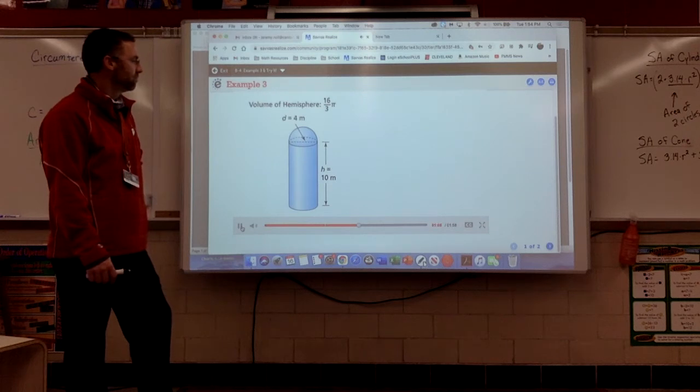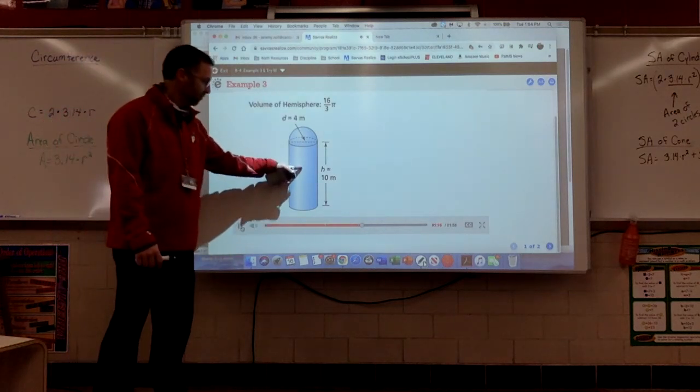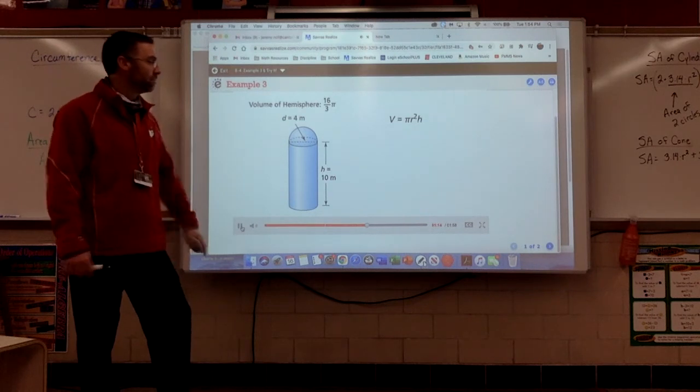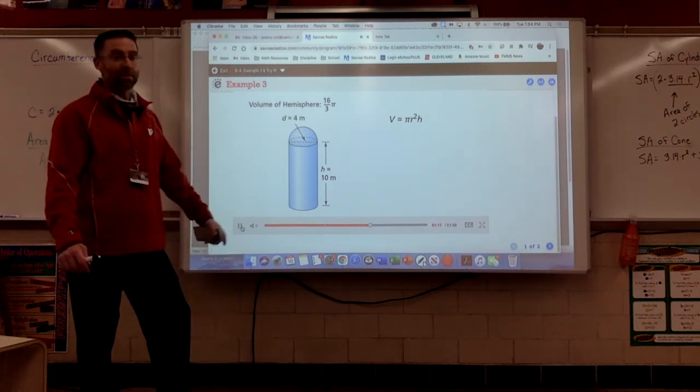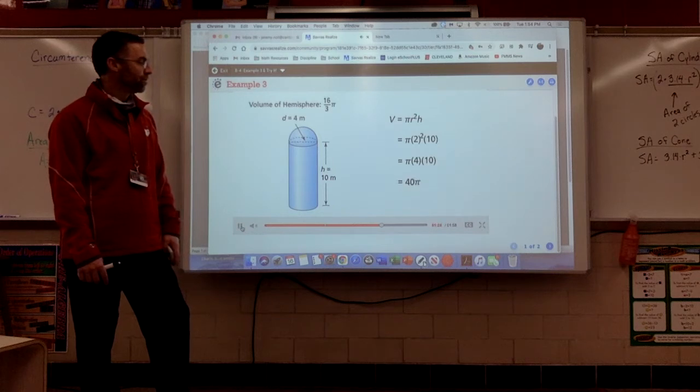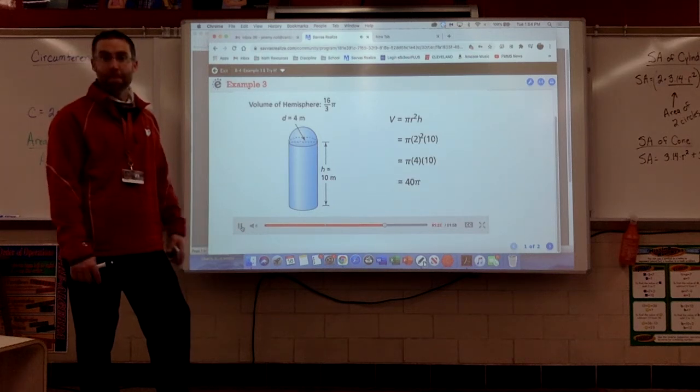The next step is to find the volume of the cylinder. The formula is V equals pi times the radius r squared times the height h. Nothing new there. Substitute 2 for r and 10 for h. Simplify the expression to find that the volume of the cylinder is 40 times pi cubic meters.